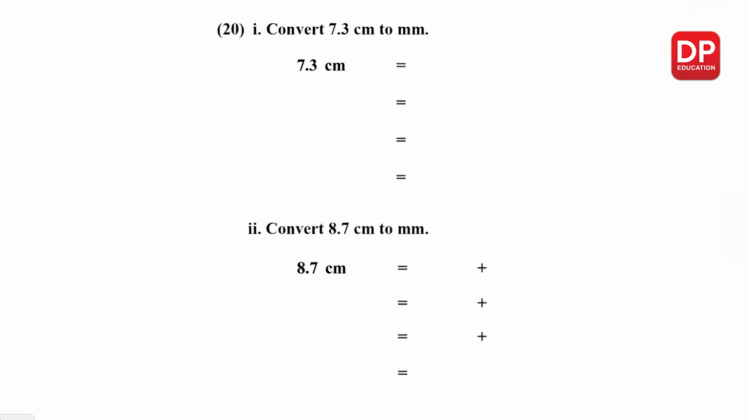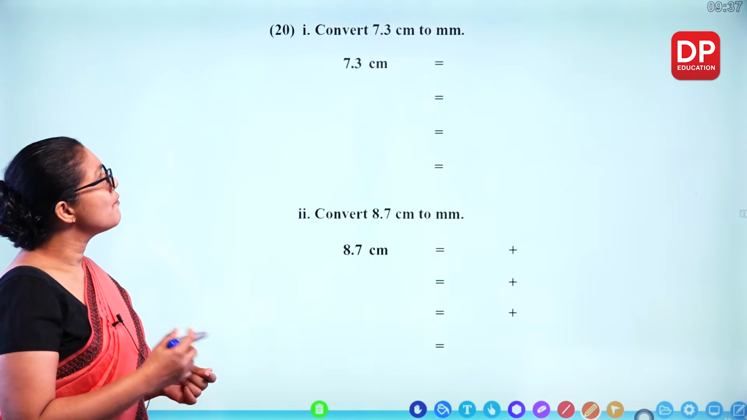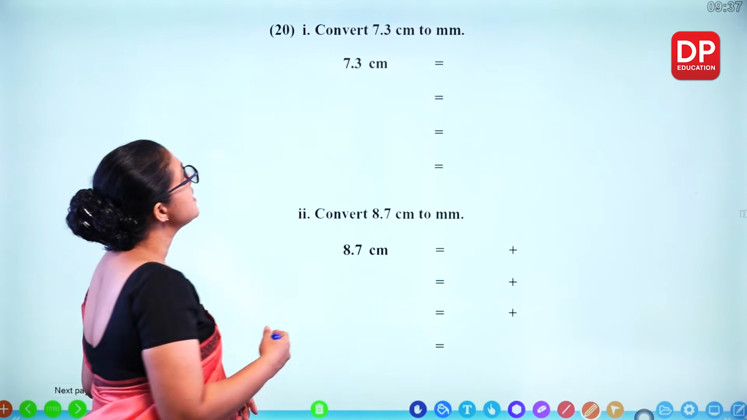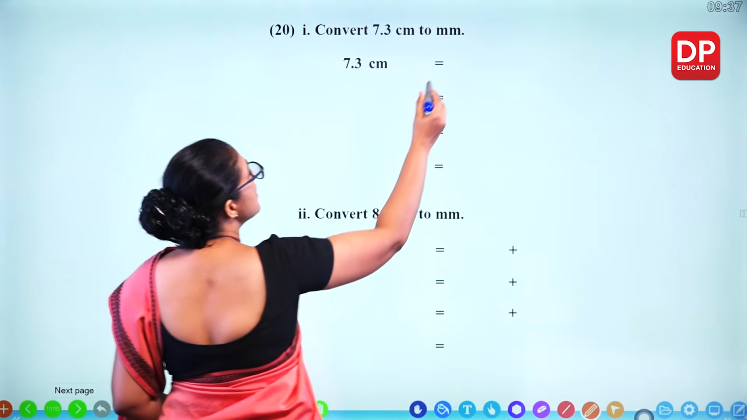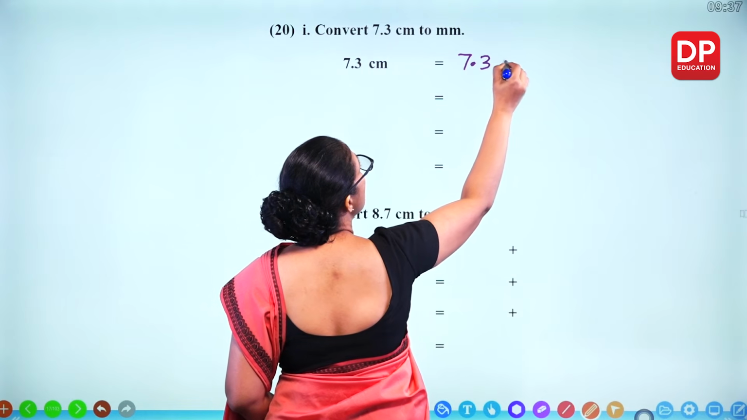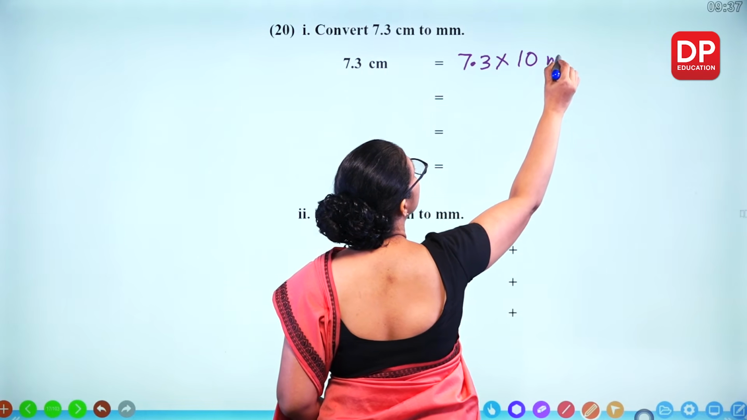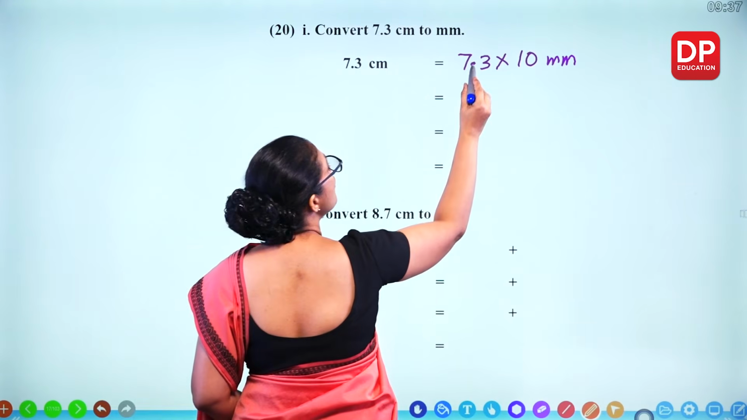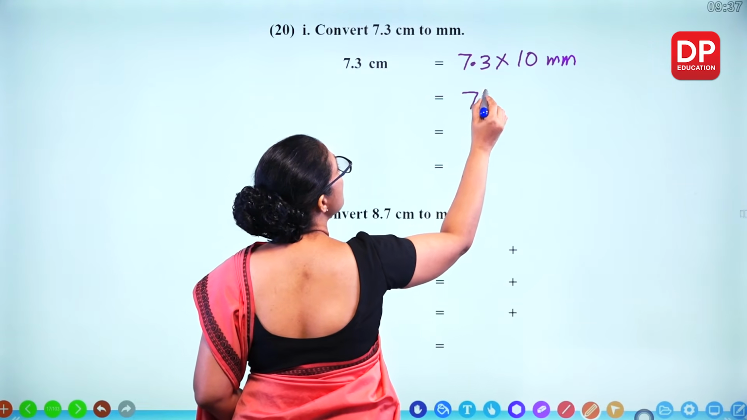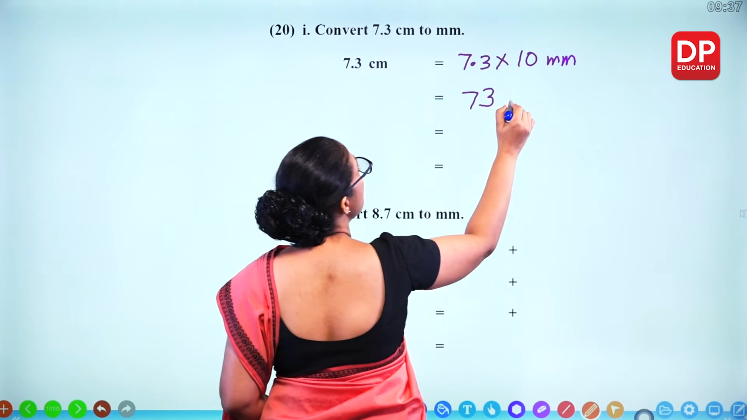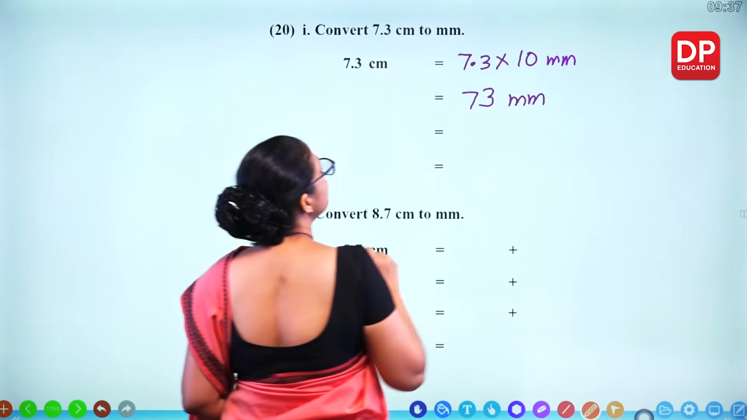Convert 7.3 centimeters to millimeters. So what's the conversion? We have to multiply by 10. 7.3 multiplied by 10. So when you are multiplying by 10, what do you do? You move the decimal place 1 place to the right. So 73 millimeters.